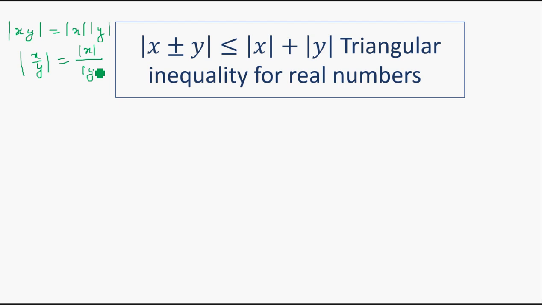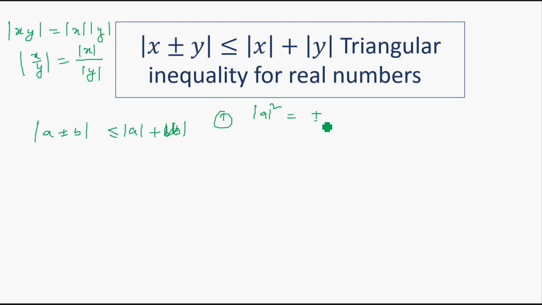Now what we will do is, suppose I take mod of a plus or minus b, right, is less than or equal to mod a plus mod b. Okay, so first thing you need to understand is what is mod a whole square, right?